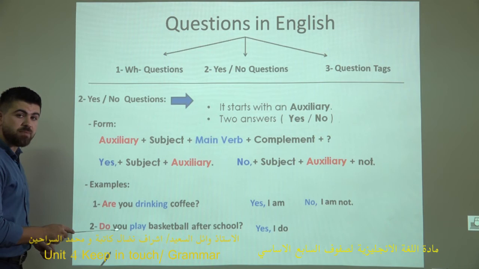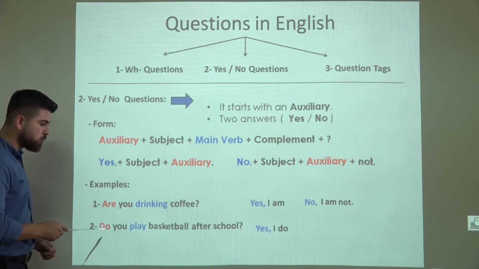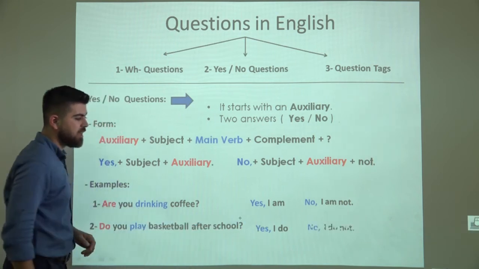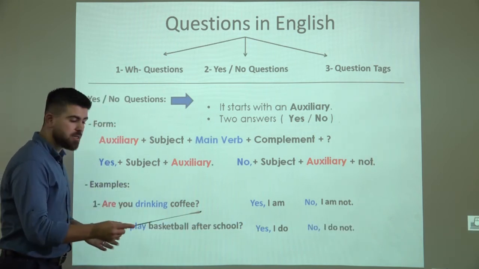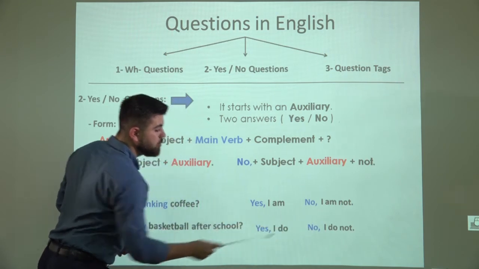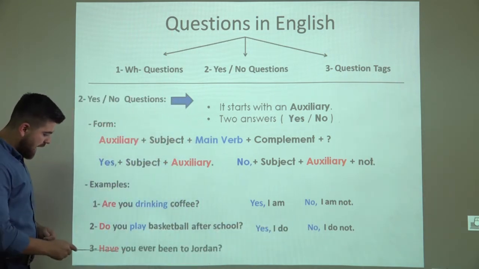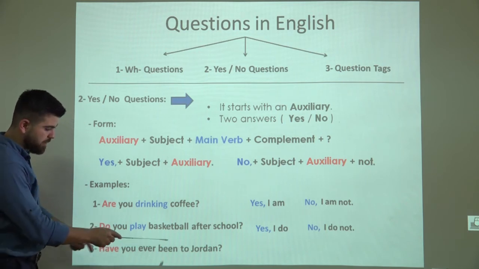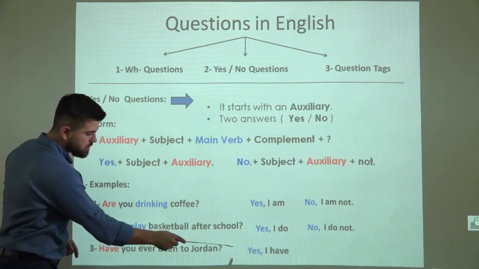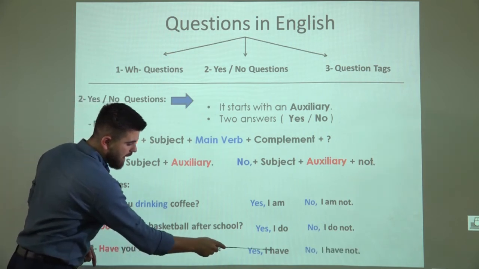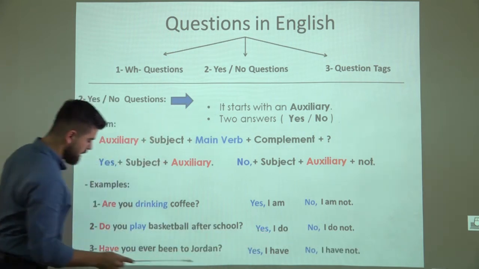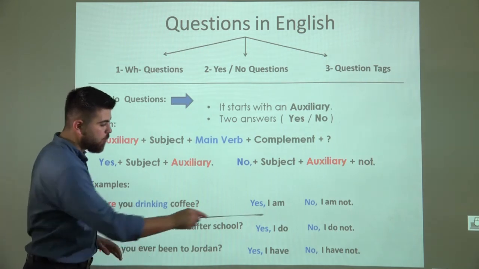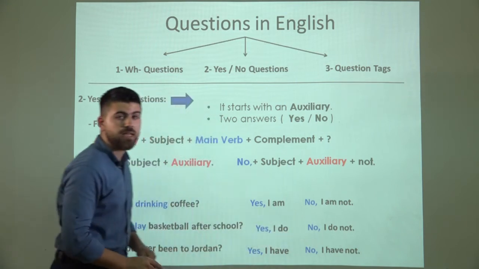Here it is converted to I, and "do" is there because "do" suits "I", nothing special, so it becomes yes I do. And the other answer is no I don't. Next, have you ever been to Jordan? Have you ever been to Jordan? The answers are yes I have, no I have not. Here it is converted to I, and "have" stayed as it is, and "no", let's not forget we put "not" on it.